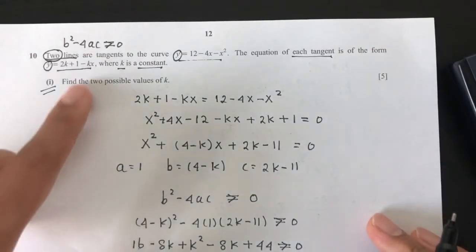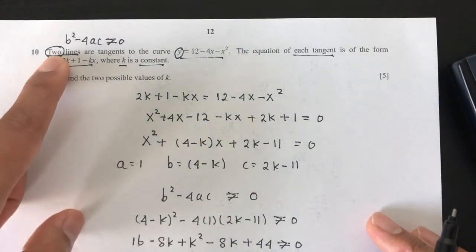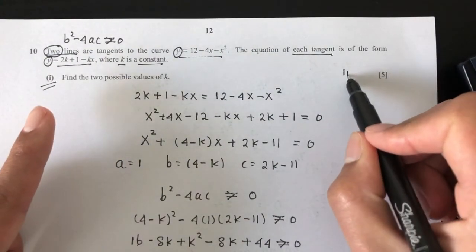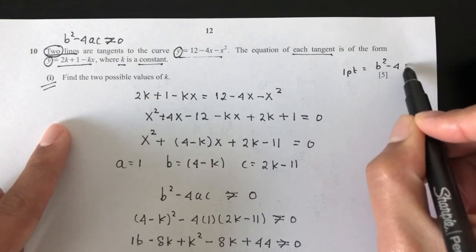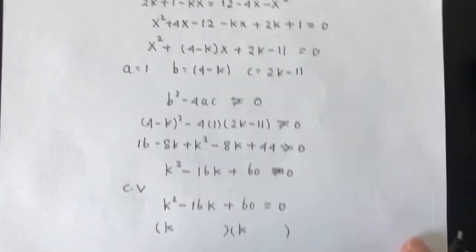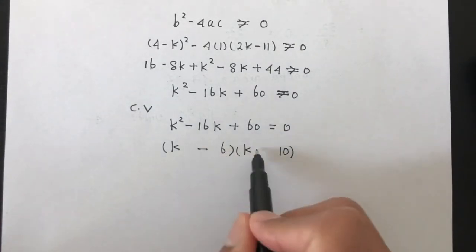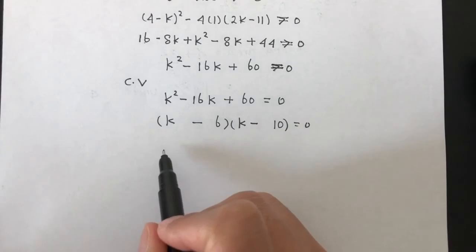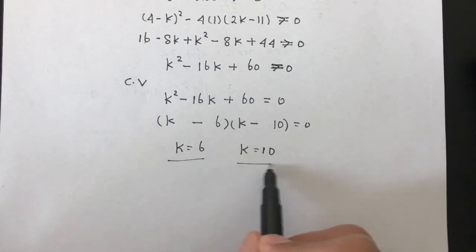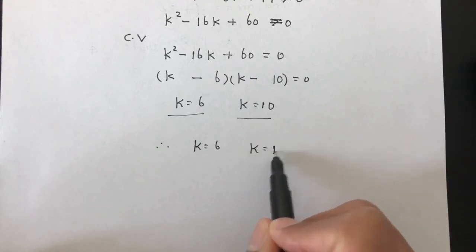The reason why again is because when it is tangent to a curve, it means that it meets at only 1 point. So since we have two lines, it means that the two lines meet at 1 point. So if it meets at 1 point on the line, we have to have b squared minus 4ac equal to 0. That is what we need to use, not more than, okay? So 60 is what? 60 is 10 times 6. So that will be this, and this is 0. So k is 6, and k needs to be 10. So that is your answer for the two possible values of k. k can be 6, and k can be 10.